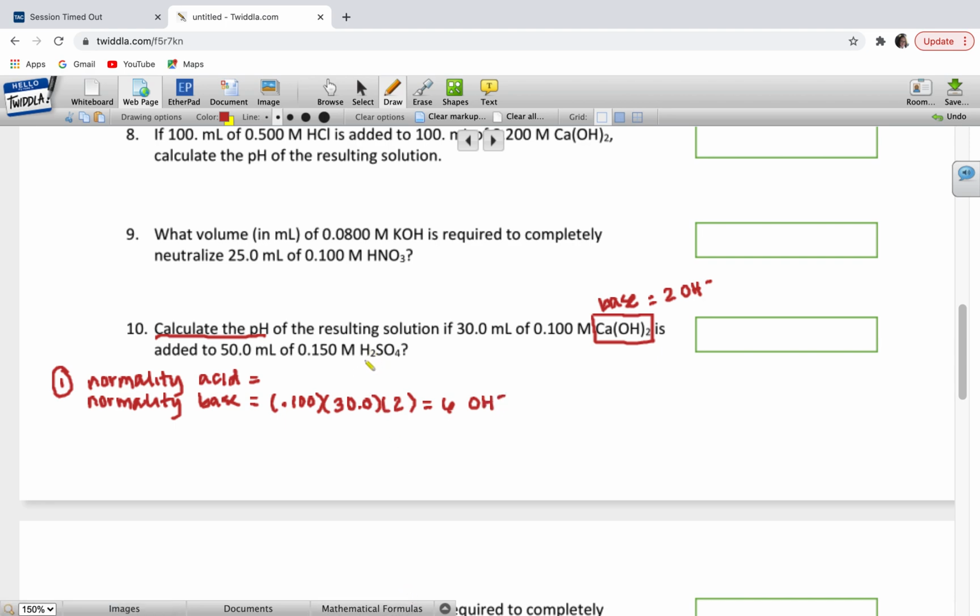Let's do the same thing for this acid right here. This other chemical is our acid. Do y'all see how it's H2SO4? So this one actually has 2 hydrogens, okay?